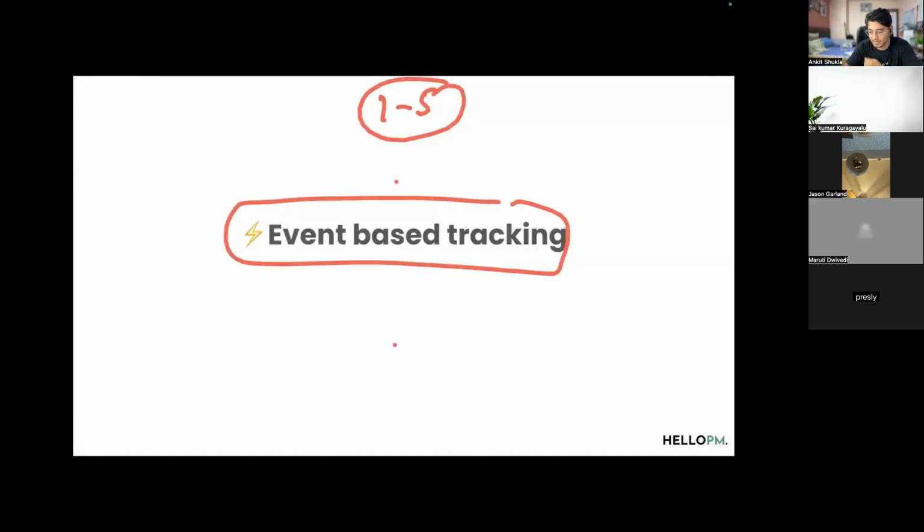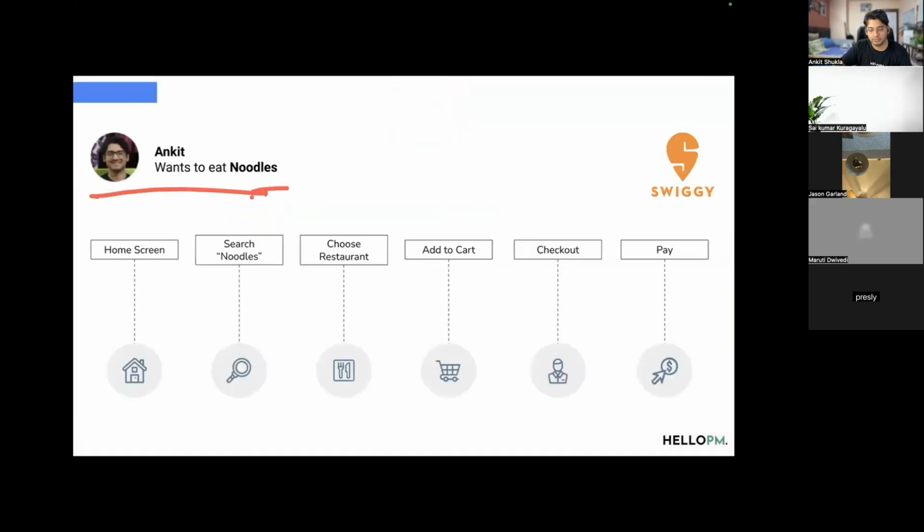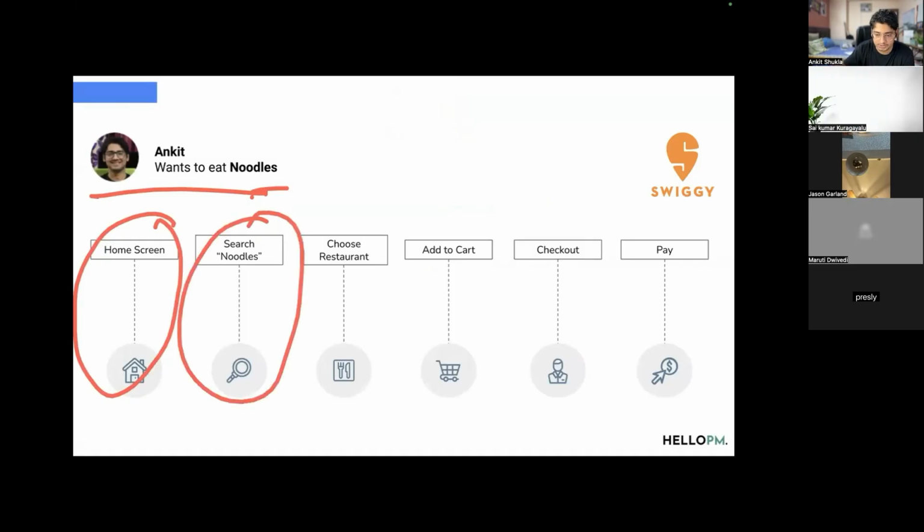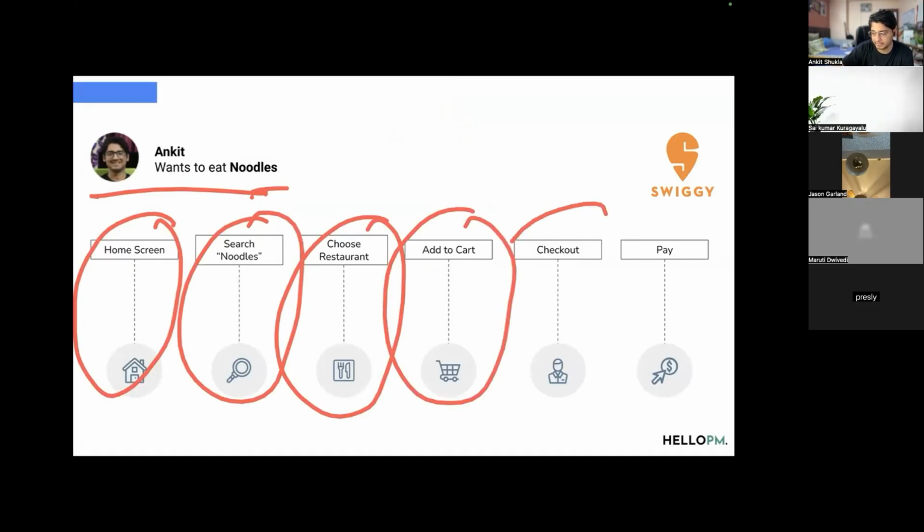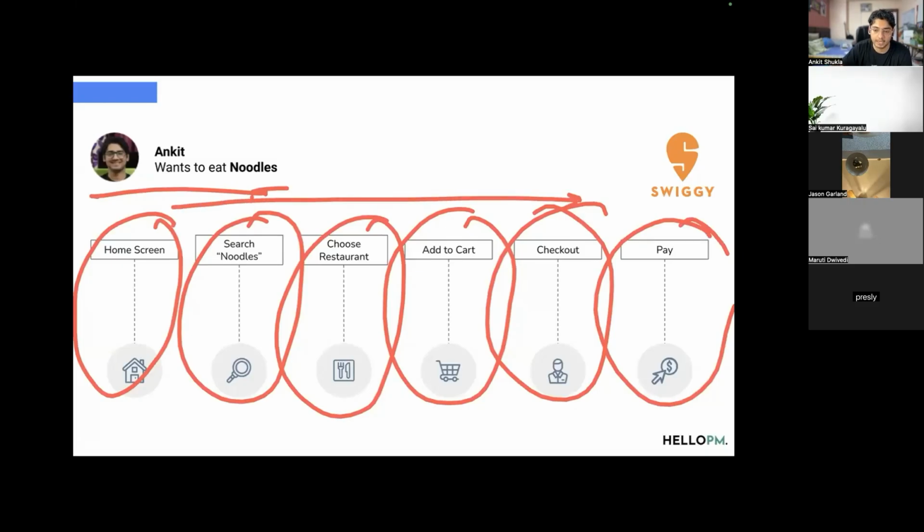So let's say I want to eat noodles. What I'm going to do, I'm going to open Swiggy. Once I open Swiggy, I'm going to click on the home screen. I'm going to search for noodles. I'm going to choose a particular restaurant. I'm going to add something to cart. I'm going to check out, and then I'm going to pay for this. This is the journey that I follow. And the product managers at Swiggy have to make sure that they are able to capture all of these events, put them in their database, and create some kind of reports to understand how my experience is.